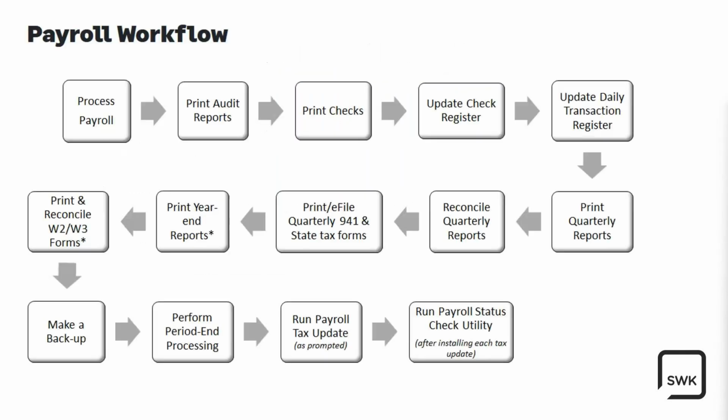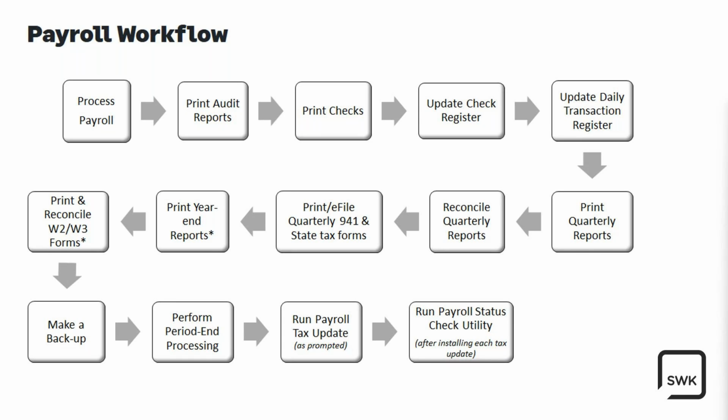Sage provides this little payroll workflow to kind of identify what needs to be done and what needs to happen when. So of course, you're going to process your last payroll of the year, print your reports, print your checks, update that check register and daily transaction register, print and reconcile your quarterly reports. And then we can print and e-file our quarterly 941s, et cetera, our W-2s. And then Sage recommends making a backup at that point in time of the company.